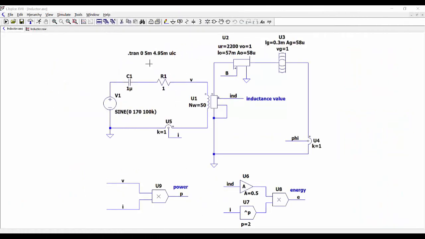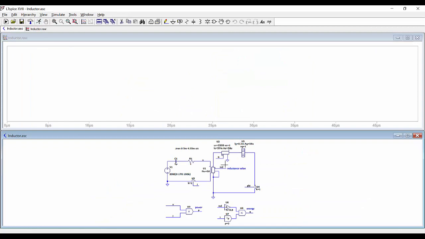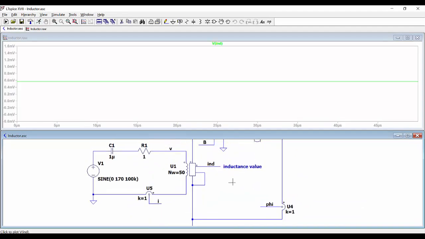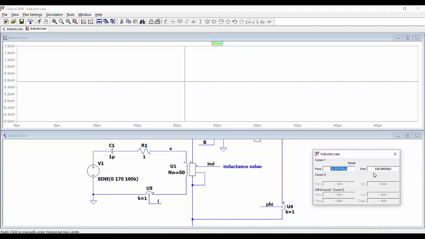So now let's do the simulation. We are going to run the simulation up to 5 milliseconds and saving data from 4.95 milliseconds. So let's run the simulation. And now we can check the value of the inductance, for example. We can see the value is 559 microhenries, so it's very similar to the expected value from the calculations.